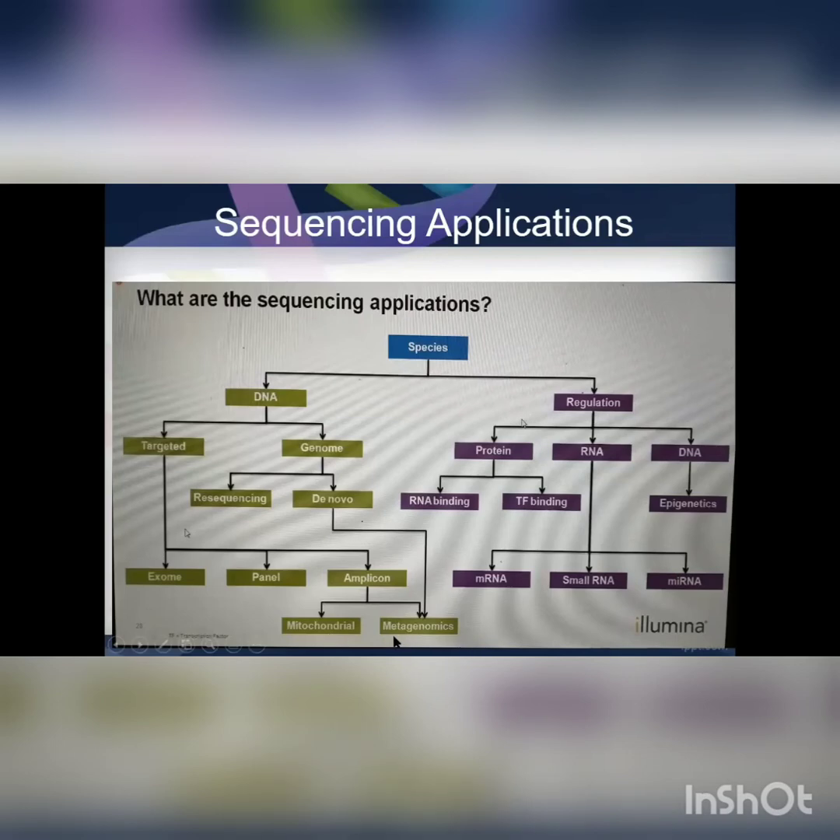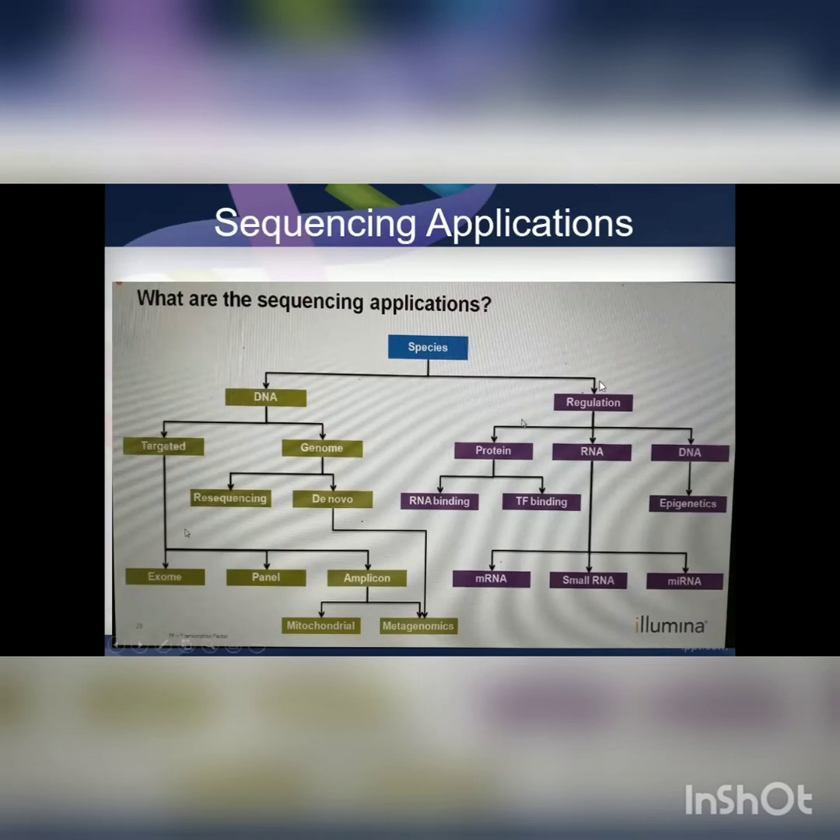So mitochondrial sequencing involves the detection and analysis of mitochondrial associated disease variants. And metagenomics, this is another common application in sequencing for the sequencing of bacterial 16S rRNA gene across multiple bacterial species. And it's a widely used method for phylogeny and taxonomy studies.